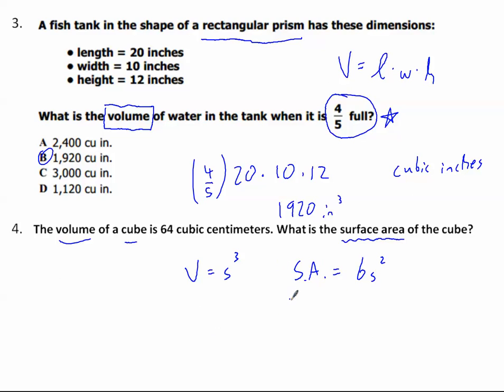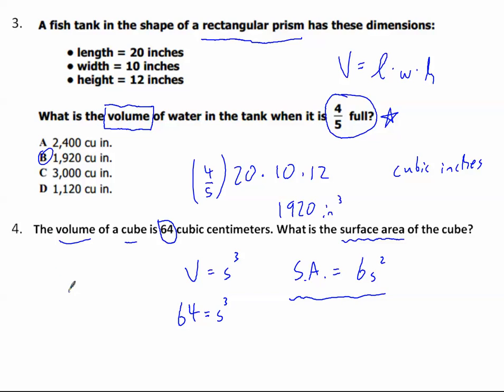Remember, this is where we want to end up. Can't answer that until we figure out what S is. So, we already know the volume. It's been given to us. It's 64. 64 equals S cubed. If we can solve for S, we're in great shape.